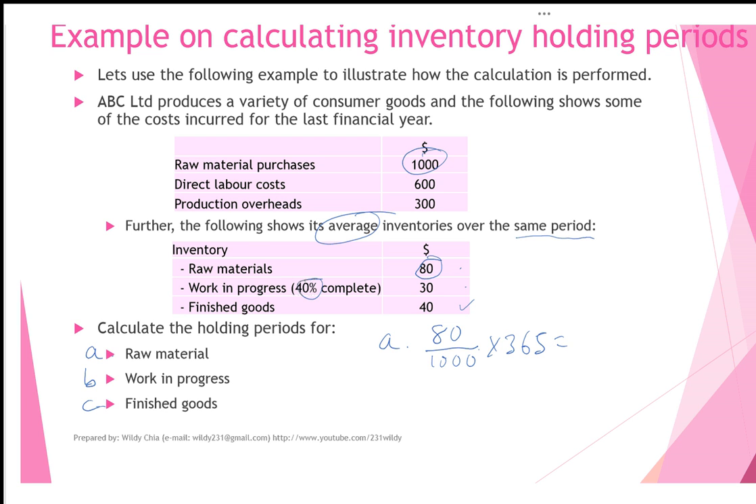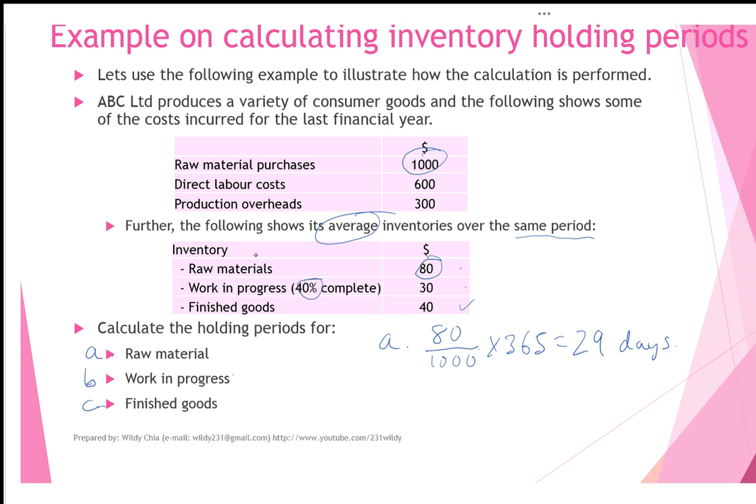Okay, with that, let's input this into the calculator. That gives you 80 divided by 1000, which gives you a fraction, then multiply by 365, and you find that this gives you 29 days. If you wish to calculate this with one decimal, you can, it doesn't matter really. So let's go on to the next one, which is work in progress.